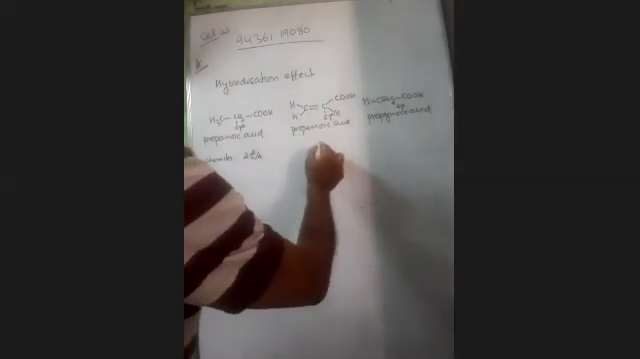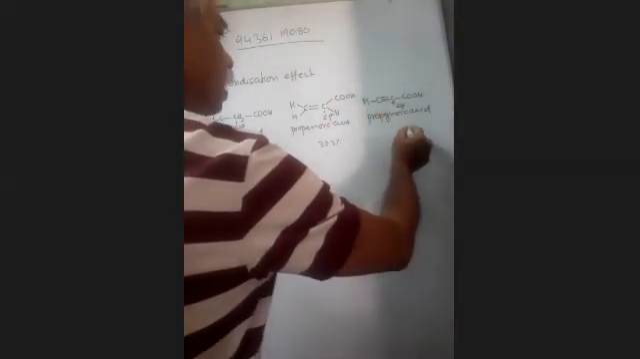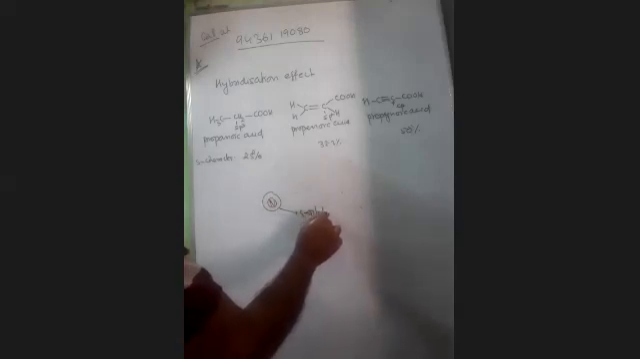S character. See here. Out of four hybridized orbitals, only one is S. So the contribution is 25%. Out of three, one, so it is 33.3%. And out of two, it is one, so it is 50%. See, if this is the nucleus, this is the S orbital. This is the S orbital. You should know.